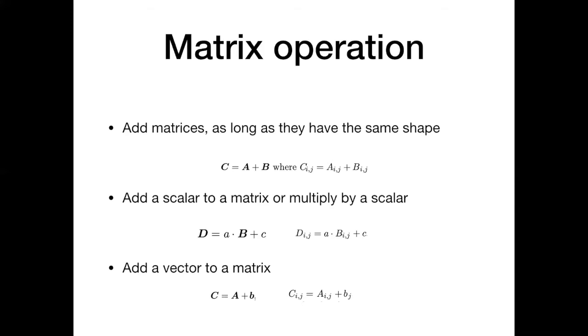We can also add a scalar to a matrix or multiply a matrix by a scalar just by performing that operation on each element of the matrix. Adding a vector to a matrix is not a very conventional notation, but it may occur in the context of machine learning and deep learning. People in this field tend to use this notation to get a concise expression. In this operation, a vector is added to each row of the matrix.